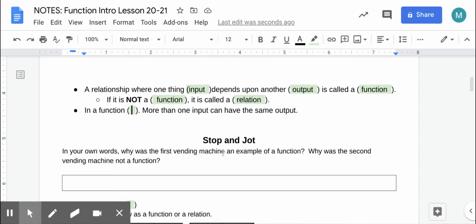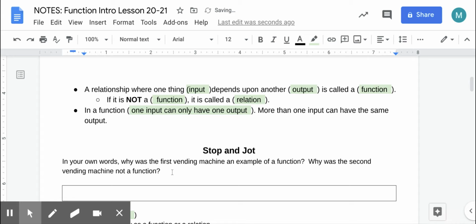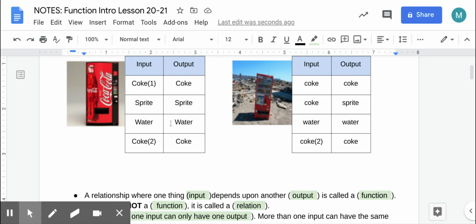Now, in a function, here's the key here. Here's what I need you to remember. One input can only have one output. And the thing I need you to remember about this is that the output in math terms doesn't have to be the exact same as the input. So you could hit button 1 and you could get a 4. They don't have to be the same number. But if I hit button 1 and I get a 4, that 4 is the only thing I can ever get when I hit button 1.